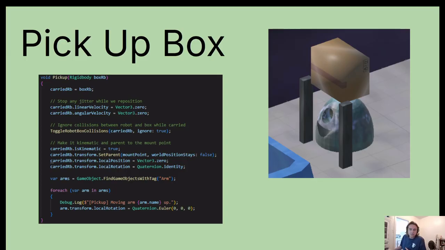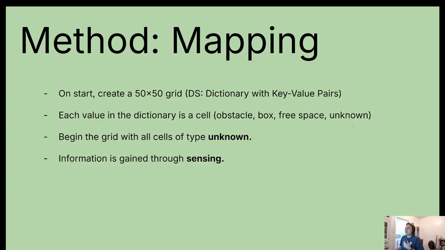We parent the box to a mount point, which is on top of the robot's head, as you can see in the image. And so while the robot is carrying a box, this box object is just going to be pinned to its head. So now for mapping.